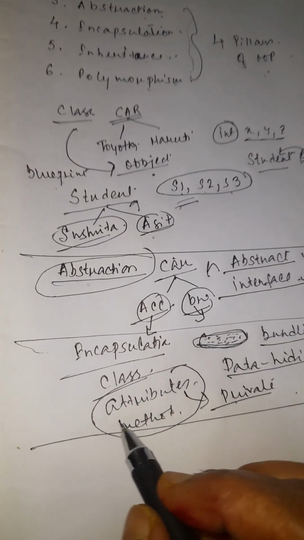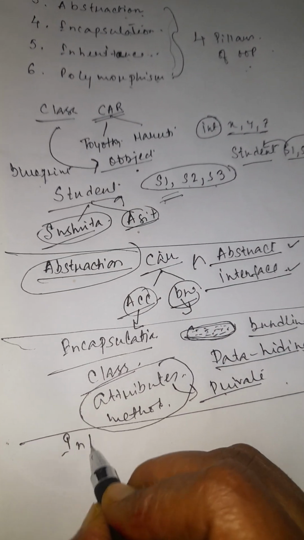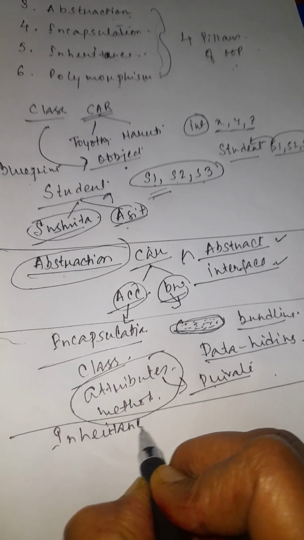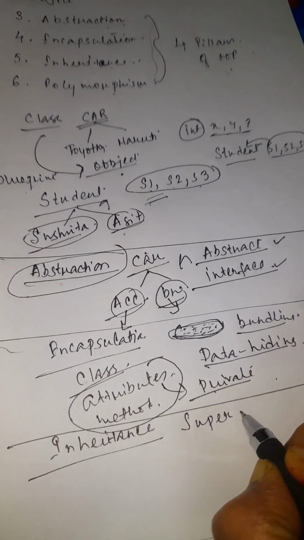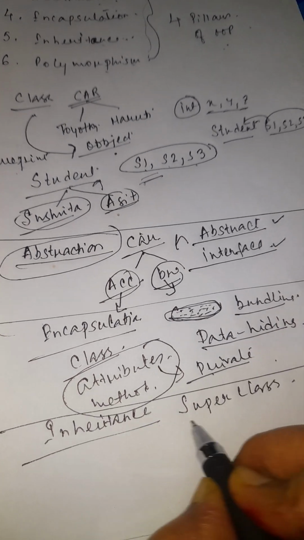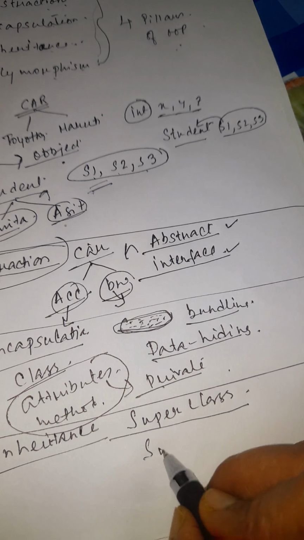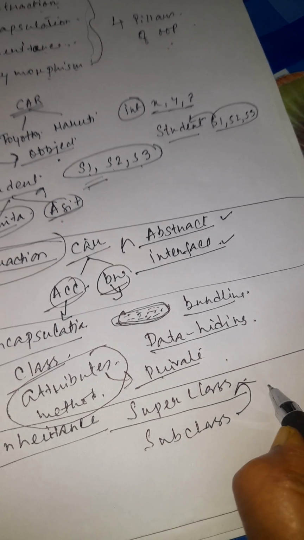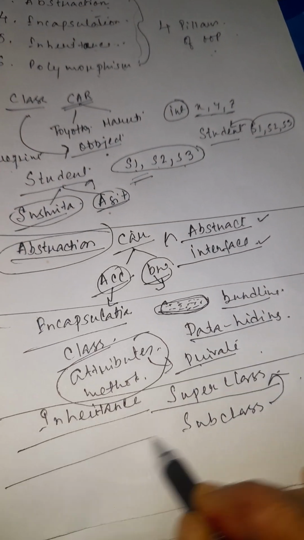So, the last part, one more part is there. That one is inheritance. What is inheritance? Inheritance means if you have two classes, one is a superclass where you declare some attributes and methods, some state or behavior, and maybe you have some subclass. This subclass can inherit the properties of the superclass. So this one is known as inheritance.